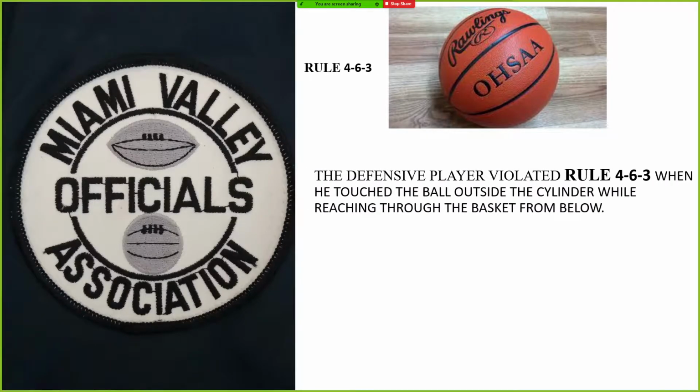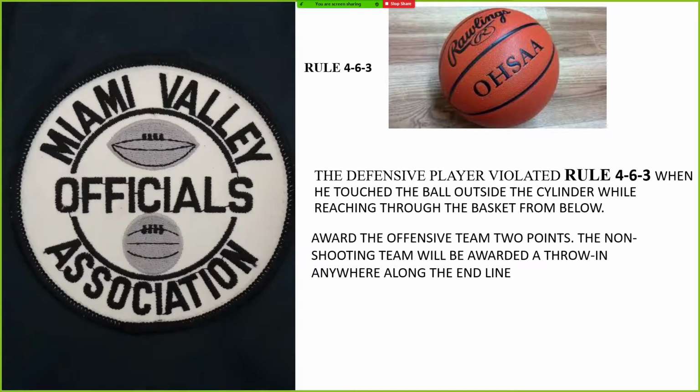In this video, the defensive player violated Rule 4-6-3, touching the ball outside of the cylinder while reaching through the basket from below. The offensive team should have been awarded 2 points, and play should have resumed with a throw-in by the non-shooting team anywhere along the end line. Note that in this play, the official gave the head coach a technical foul for coming onto the court, complaining about the missed basket interference call by the officials.